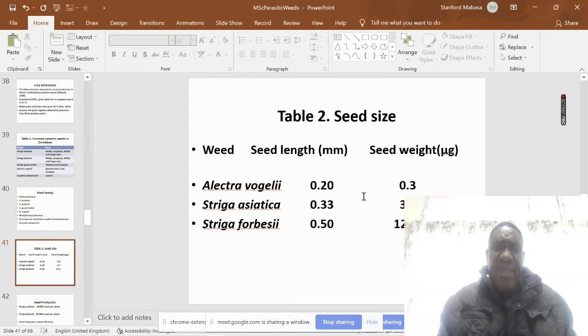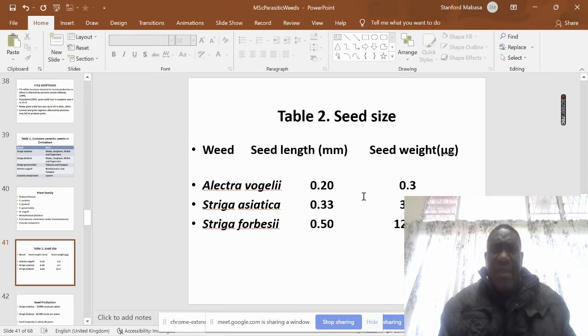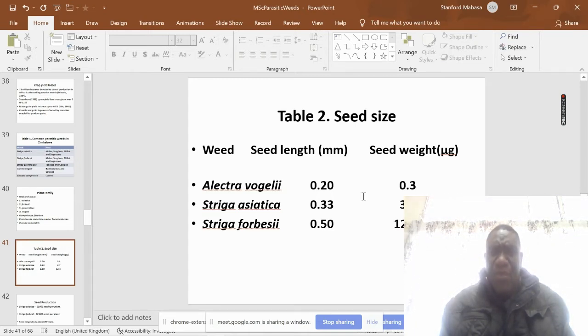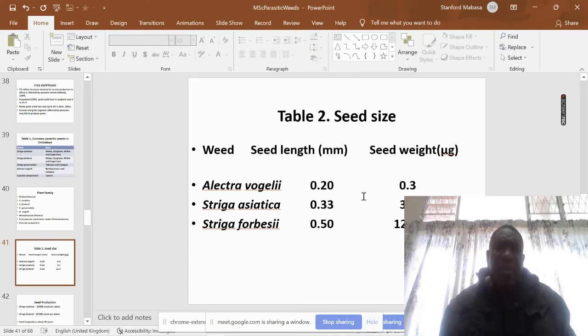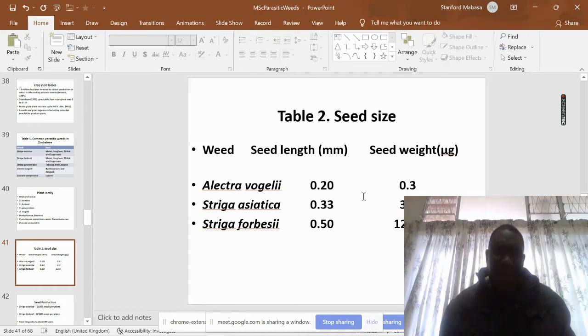Now, seed size is very important among parasites. Actually, the seed looks like dust. That's how small it is. But if you are interested to know the actual dimensions or the statistics about the weed seed sizes, number one, Alectra vogelii has got 0.2 millimeters and it weighs 0.3 micrograms. This is very small. Striga asiatica, 0.33 millimeters length and 3.7 micrograms. Striga forbesii, 0.5 millimeters length and 12.4 micrograms. But the take home message is that these seeds look like dust. They are very small.